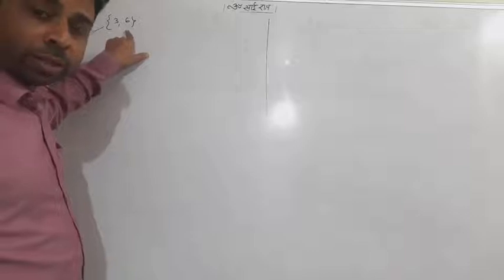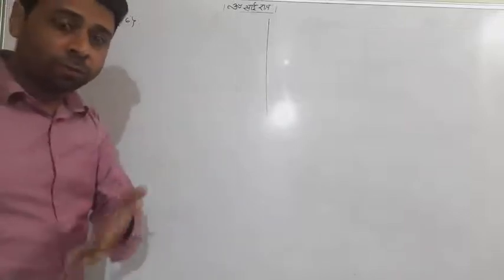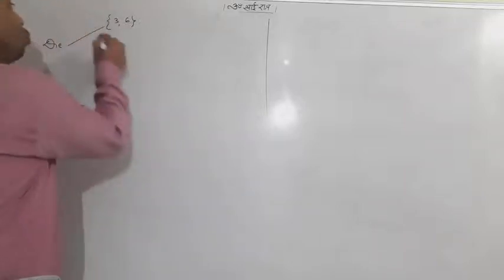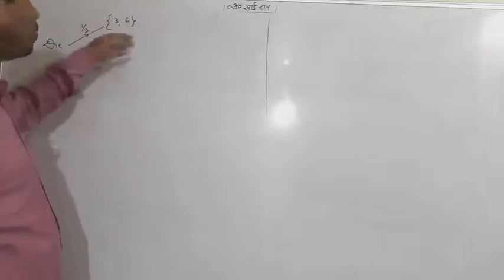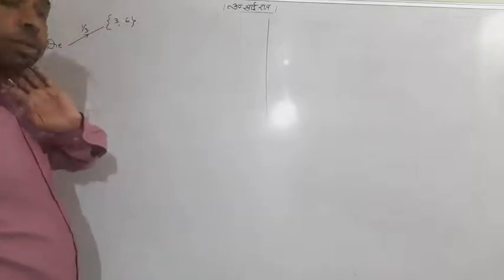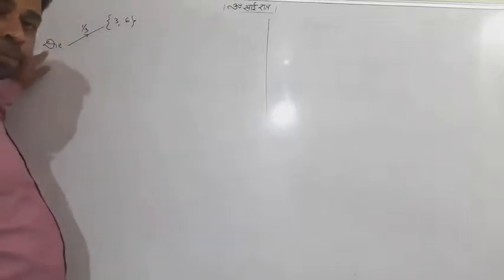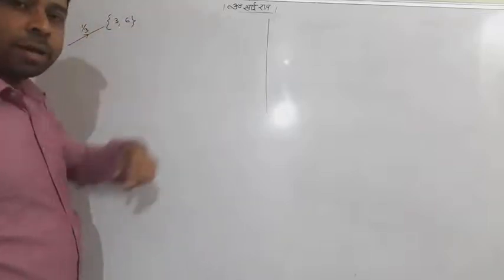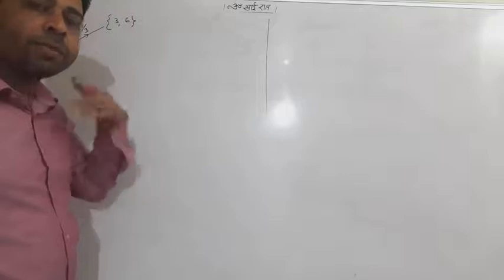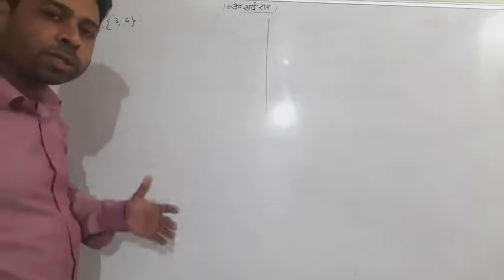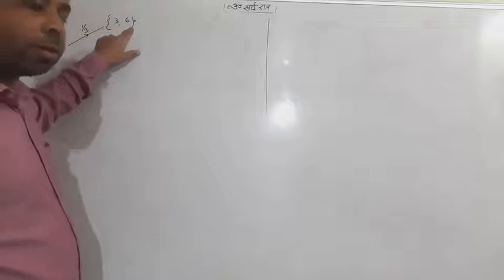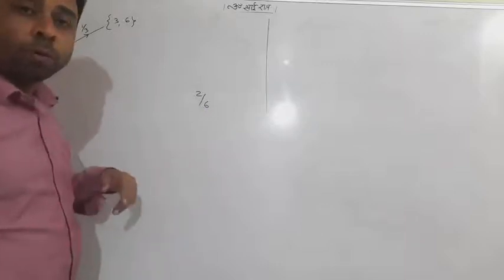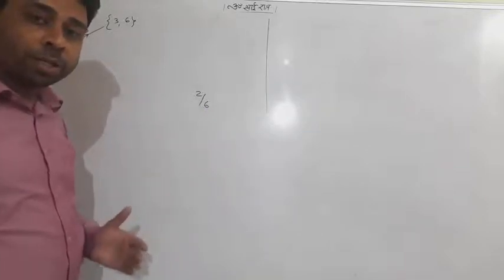So what is the probability of getting 3 or 6? Multiples of 3 we have 2 elements, and the die has 6 outcomes: 1, 2, 3, 4, 5, 6. So the probability of getting a multiple of 3 is 2 by 6, meaning 1 by 3. First try to understand this. The die is tossed, and if 3 or 6 comes, the next event will occur. But till here, understand that the probability of getting a multiple of 3 is 1 by 3: 2 elements out of 6.